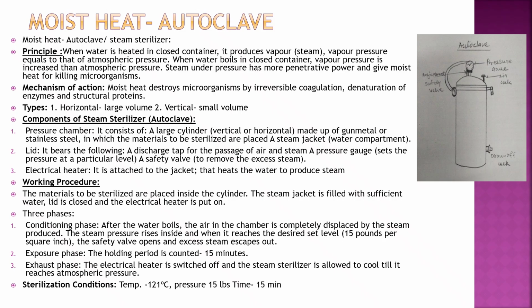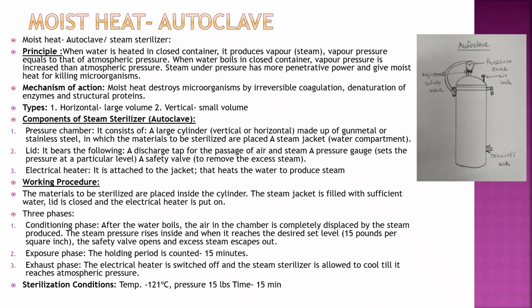The working procedure: the materials to be sterilized are placed inside the cylinder. The steam jacket is filled with sufficient water, and then the lid is closed with the help of clamps, and the electrical heater is put on. Now there are three phases. First is the conditioning phase, second is the exposure phase, and third is the exhaust phase. In the conditioning phase, you have to give conditions of temperature, pressure and time. That is temperature 121 degrees Celsius, pressure 15 lbs and time 15 minutes.